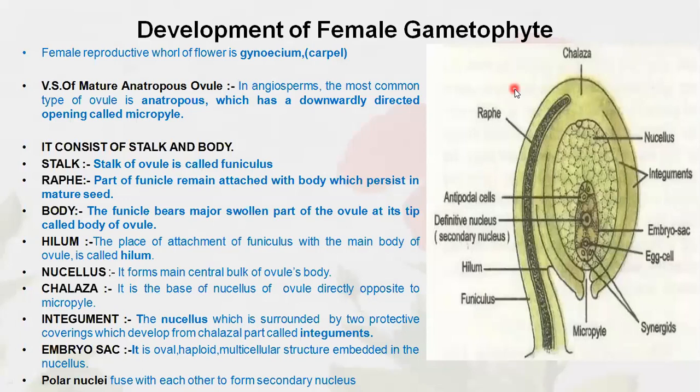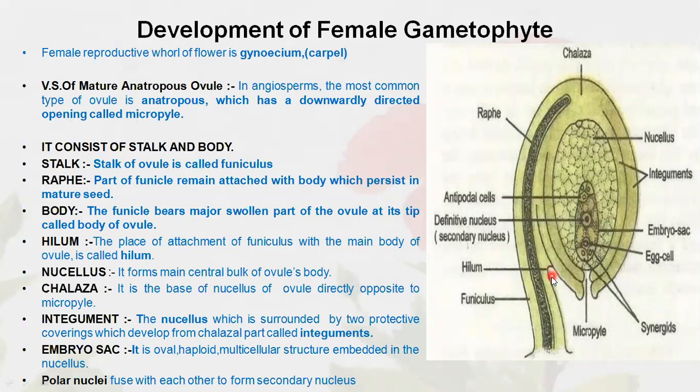See, this is the vertical section of anatropous ovule. It consists of two parts, the stalk and the body. The stalk of the ovule is known as funiculus. It consists of the raphe, which persists in the mature seed, and the other part is known as the body of the ovule. Inside the body, the remaining parts are included. Funiculus provides nutrition to the body of the ovule.